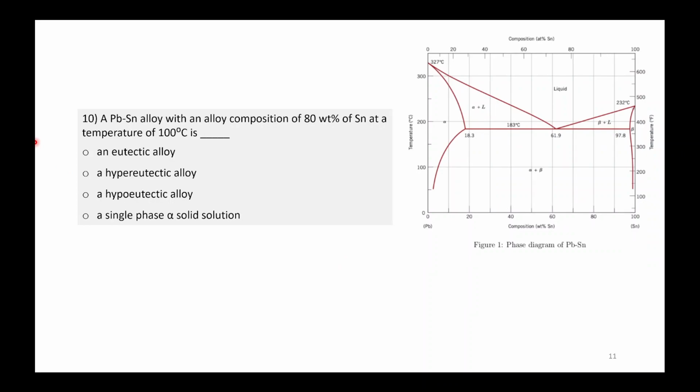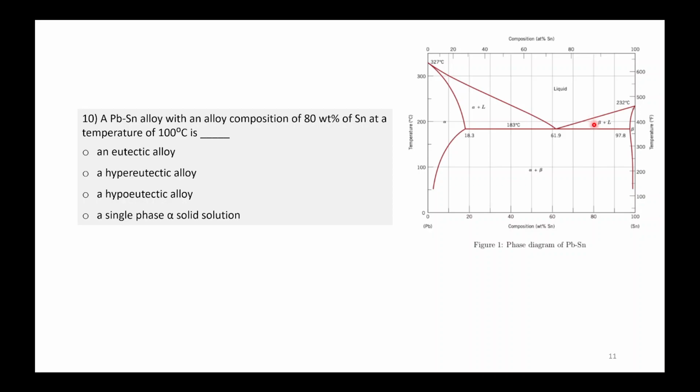10th question is lead tin alloy with an alloy composition of 80 weight percent of tin at a temperature of 100 degrees Celsius is. Your options are an eutectic alloy, a hypereutectic alloy, a hypoeutectic alloy, or a single phase alpha solid solution. So by seeing the composition, you are given 80 weight percent. So 80 will be here, this vertical line. So at 100 degrees Celsius, it will be around here.